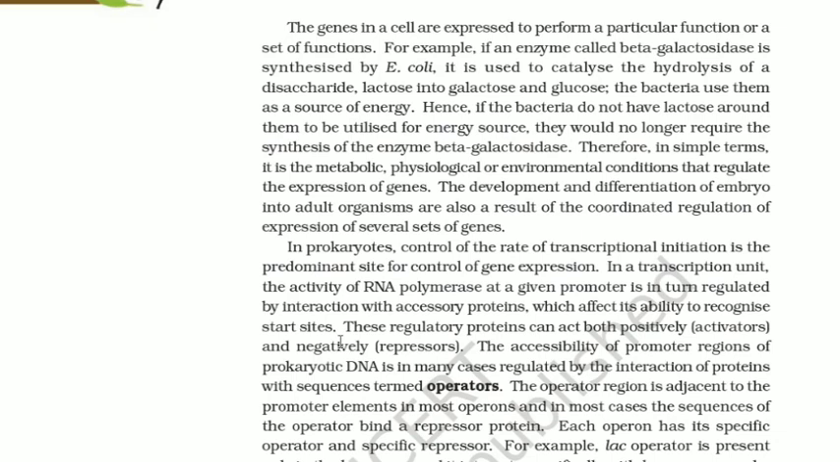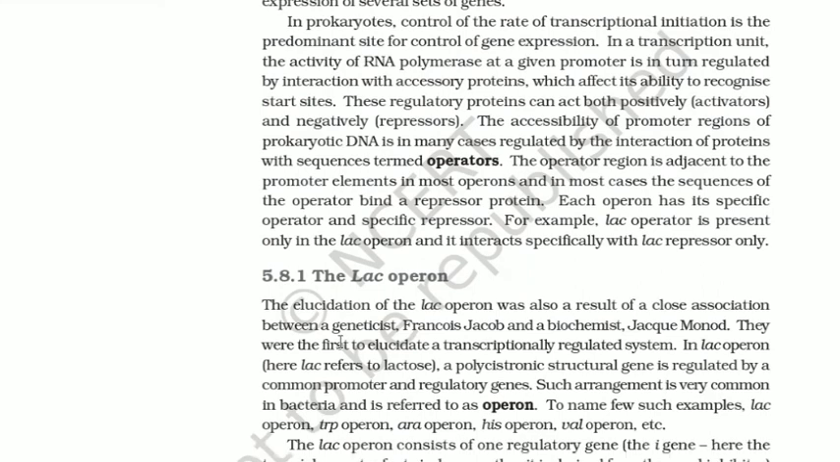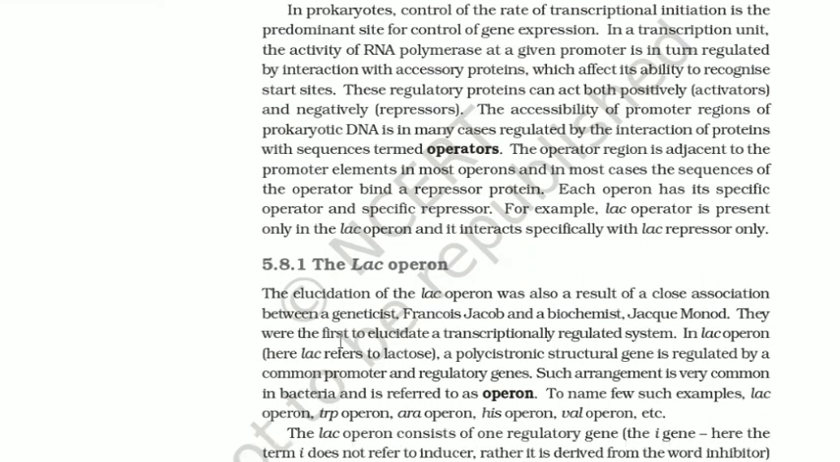The development and differentiation of an embryo into adult organisms are also a result of the coordinated regulation of expression of several sets of genes. In prokaryotes, control of the rate of transcription initiation is the predominant site for control of gene expression. In a transcription unit, the activity of RNA polymerase at a given promoter is in turn regulated by interaction with accessory proteins, which affect its ability to recognize start sites. These regulatory proteins can act both positively, that is activators, and negatively, that is repressors.